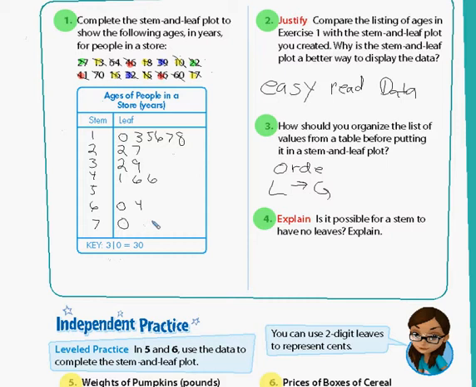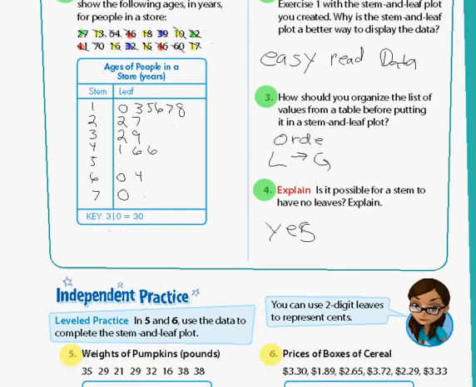Okay, is it possible for a stem to have no leaves? And explain. Okay, and it is. You can see right there, I didn't have anybody in their 50s. So it is possible. I'll just put yes, and I already explained it in Word by telling you. And that's yes.